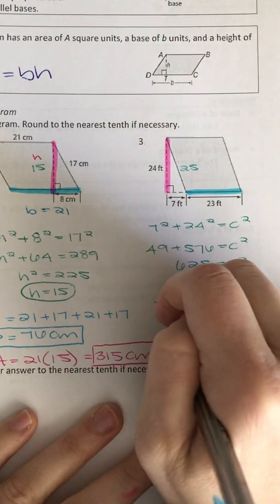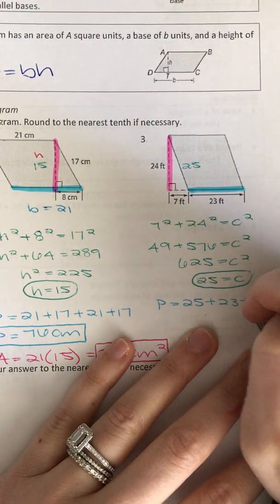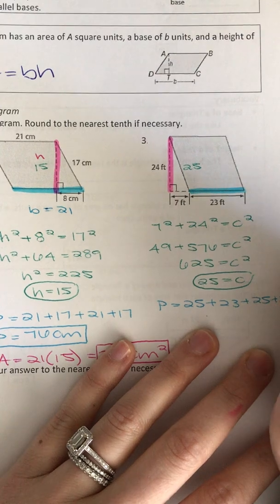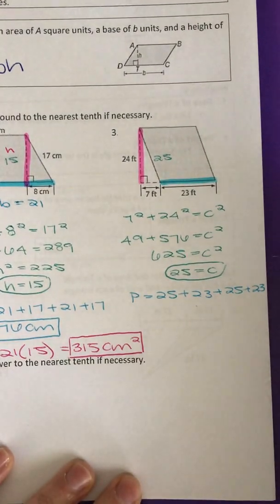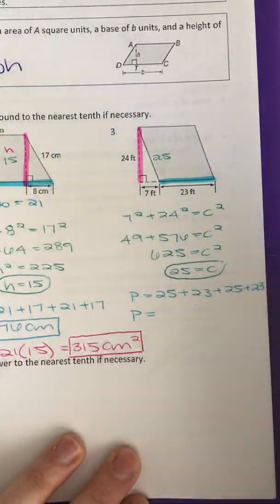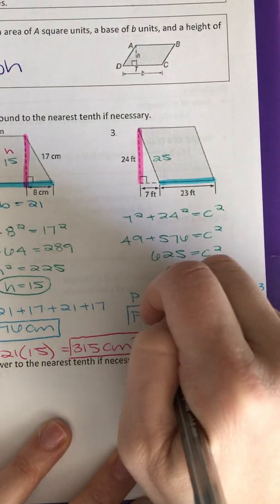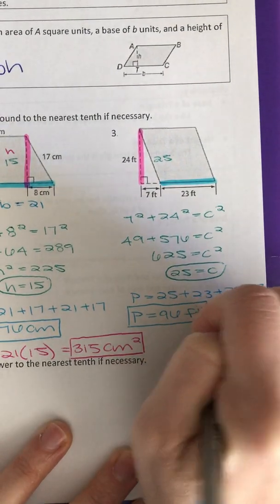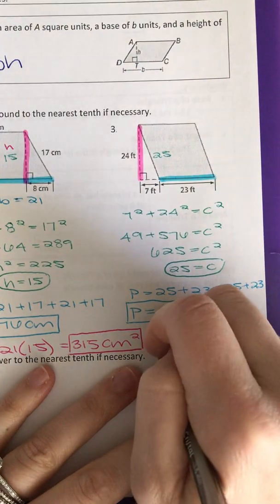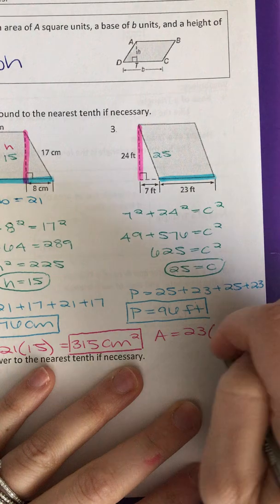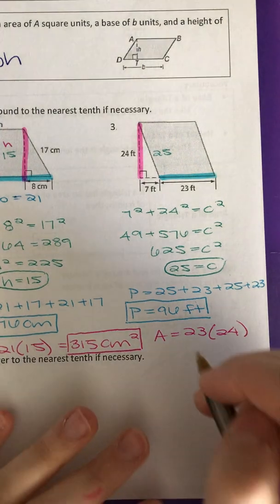For my perimeter, I'm going to add 25 plus 23 plus 25 plus 23. You can even just add 25 and 23 and then multiply that by 2. You get 96. My area is my base times my height, which is 552.